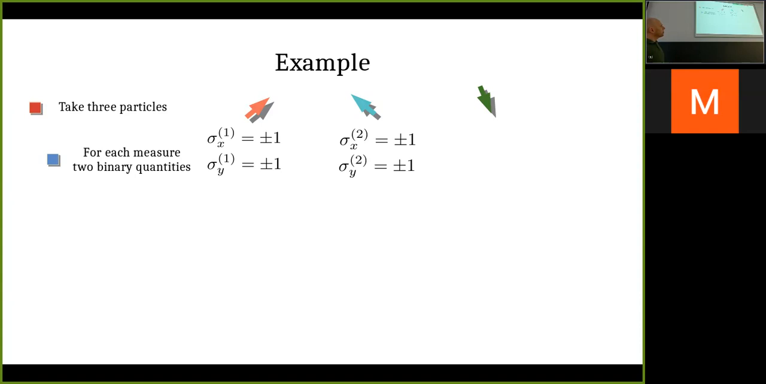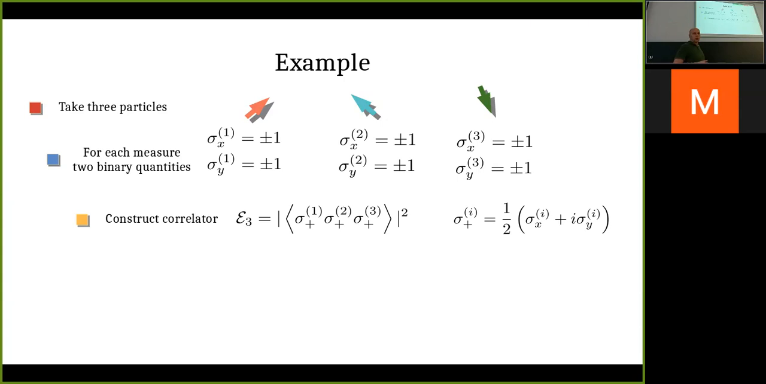And we have these binary outcomes for the first particle, second particle, and third particle. And for each of them, so i here is equal 1, 2, or 3, let's construct this very simple complex number, which is sigma x plus i sigma y. Okay, so this is a complex number which is constructed from these plus minus ones. And let's construct a correlator, which I will use, by the way, throughout all the remaining part of this talk, which is a product of these three: sigma plus for the first, for the second, and for the third, averaged over whatever is fluctuating in the system, modulus square. I call it E3 to underline that this is a three-body object.